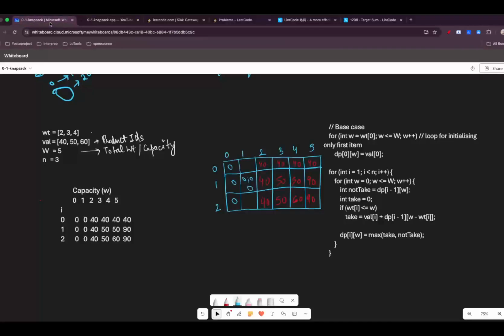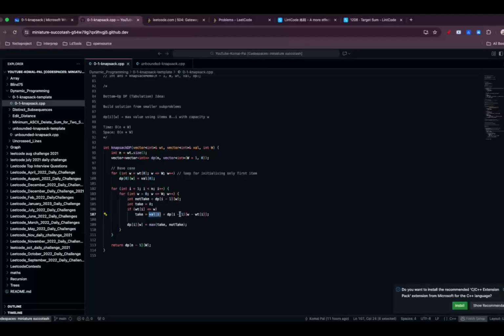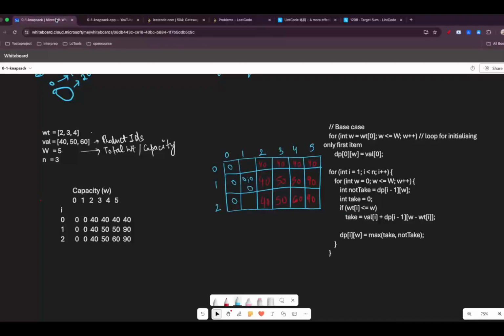So here if you see, we have 40, 50 and 60, but here 90 also is coming into the picture. Only 90 is coming into the picture, after the calculation of 40 and 50. When we try to choose it, at that point it became 90. What we are doing is value of I, the present value, which was 50, plus what was previously stored, which was 40. We added up both of those product IDs and got this answer, 90.